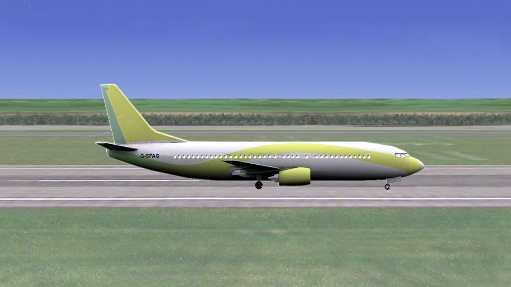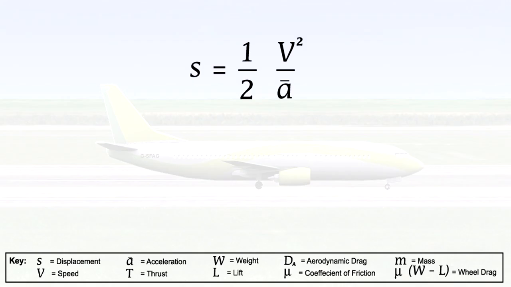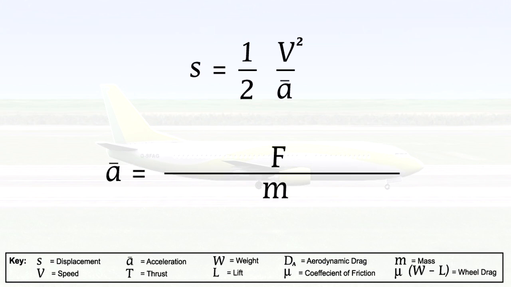Next, we'll examine what determines the takeoff distance, and also what roles the four forces play in determining the takeoff distance. In order to do this, let's briefly examine the formula that is used to calculate the takeoff distance. The letter S is the displacement or distance required from rest to reach a specified speed, which is v, with a given acceleration, a. Acceleration is force divided by mass.